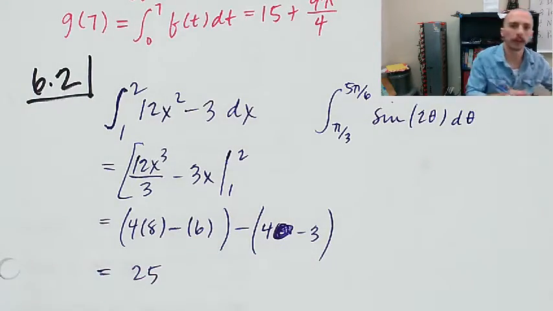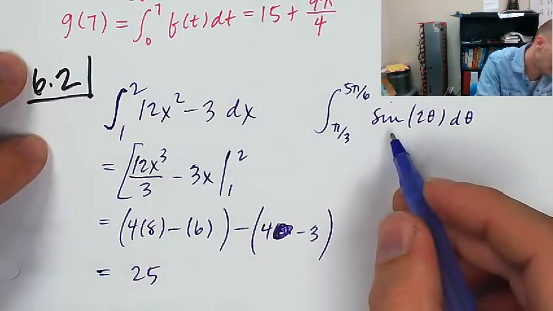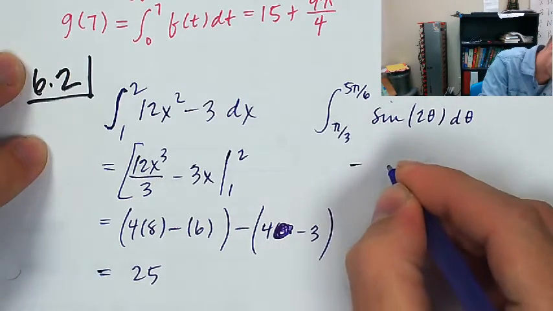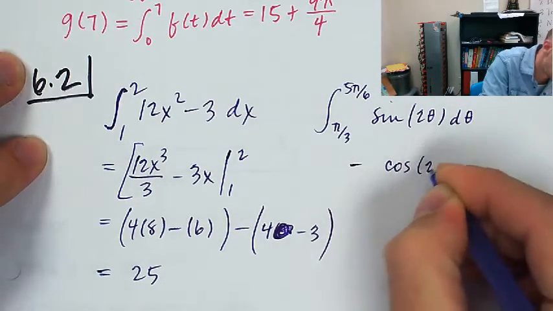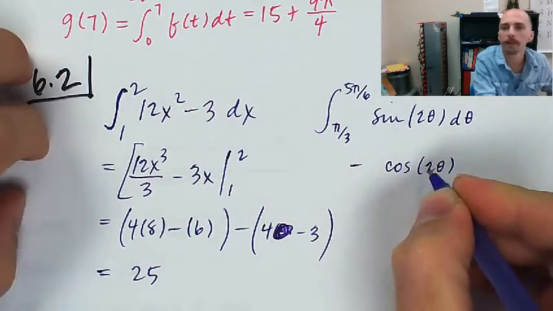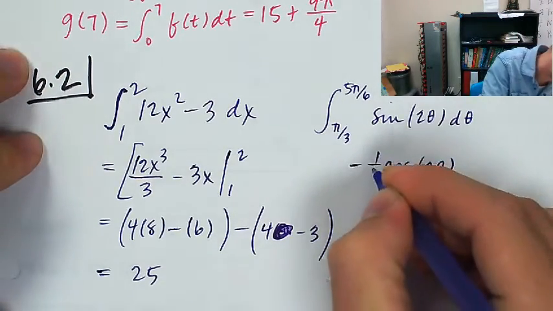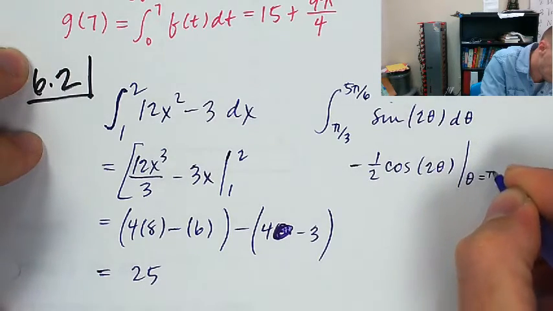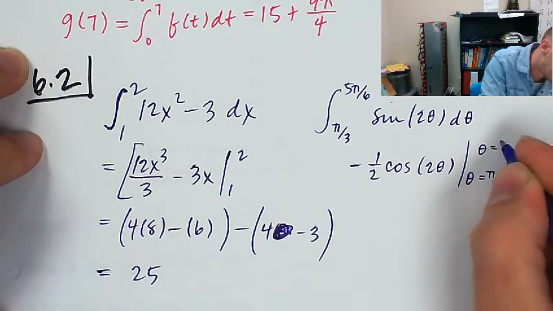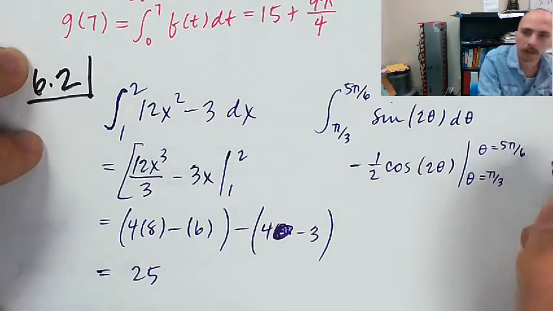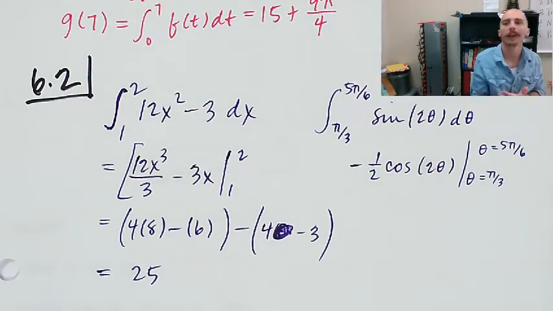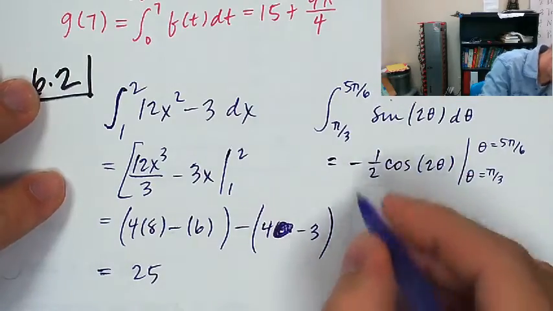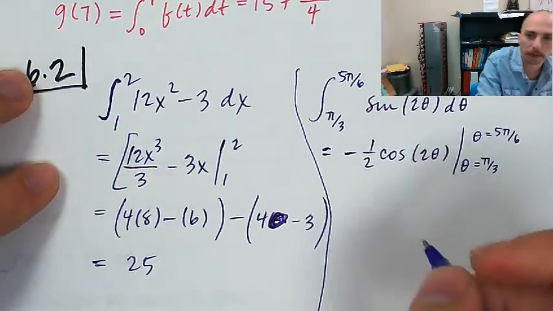And then for sine of 2 theta d theta, I'm going to need an antiderivative for that. An antiderivative for sine would be negative cosine. Leave the inside the same, but I know I'm going to need to divide by that 2 for the chain rule. And that would be as theta runs from pi over 3 to 5 pi over 6. I'm not going to need to change my bounds of integration because I didn't change into u's. So maybe I'll factor out that negative 1/2.